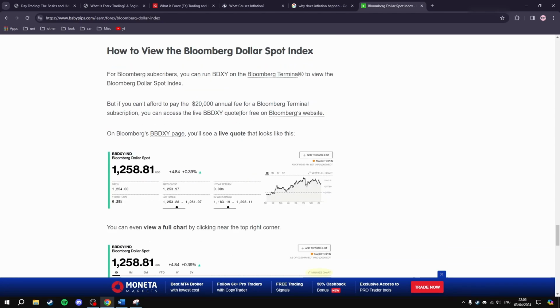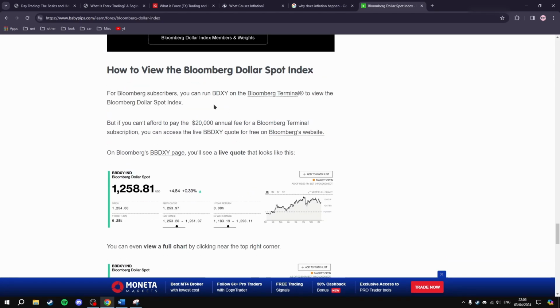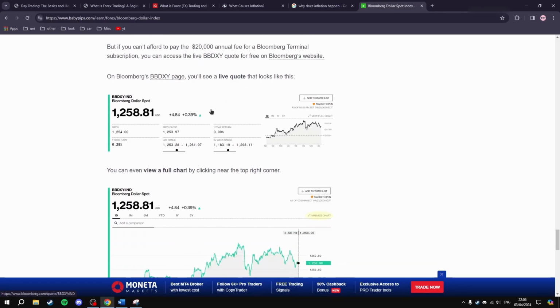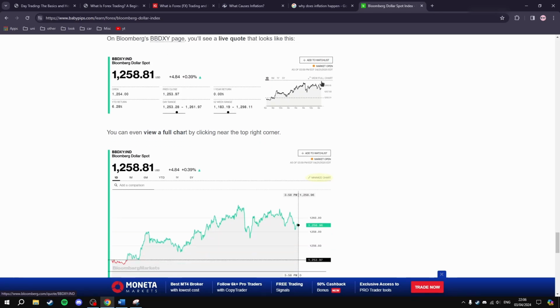What's the difference between the paid one and the free one? On Bloomberg's BBDXY page, you'll see a live quote that looks like this. You can even view a full chart by clicking near the top right corner. View full chart here.